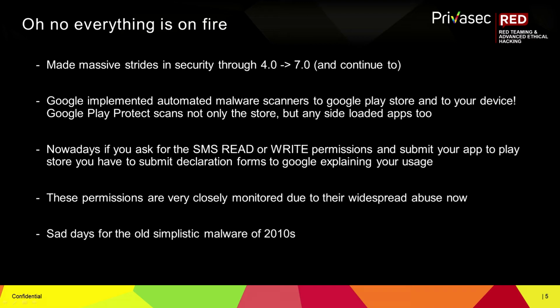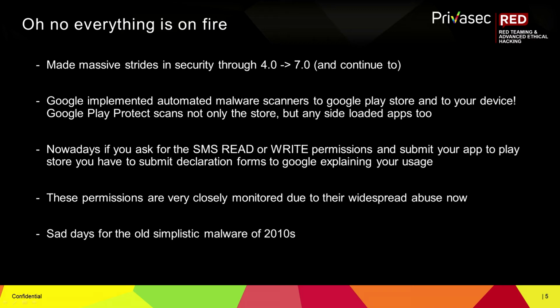If you ask for the SMS read or the SMS write permission and then try to submit your application to the Google Play Store, you actually have to also submit a declaration form. This declaration form is quite an involved process. You have to actually demonstrate to Google where you're using these dangerous permissions and why you're using them. And not only that, you have to justify their usage, so that if there's another API call that is less dangerous and you're still using the SMS read permission, for example, Google will generally bounce you back and say, use the less dangerous permission.